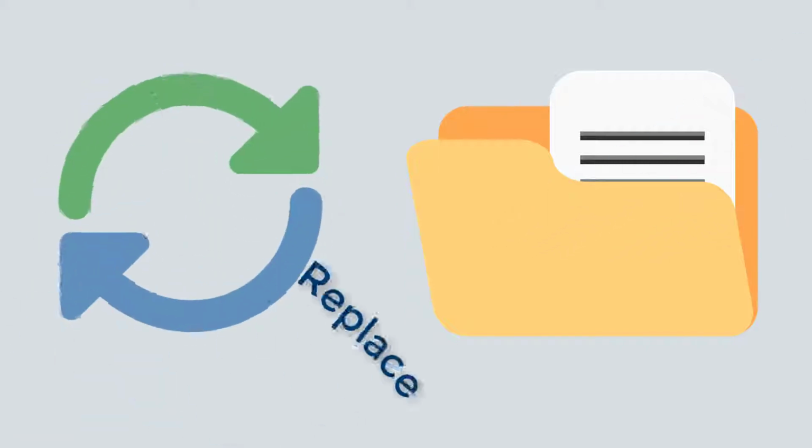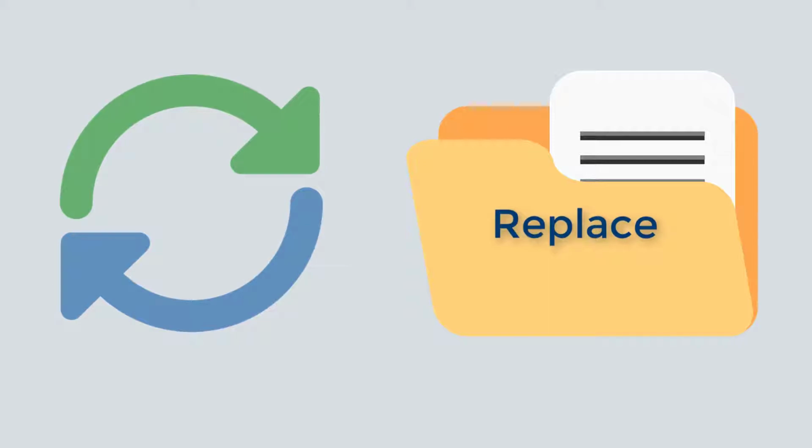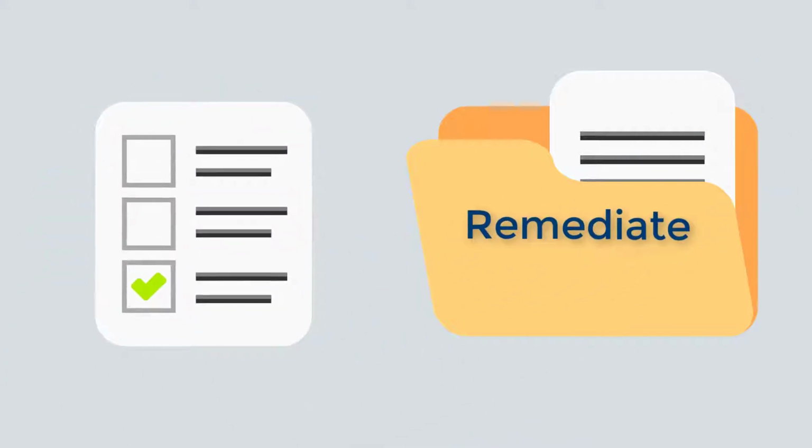The replace category is your recycle bin. The documents in this category may be relevant to your site, but need to be replaced with a more accessible format like a web page. And finally, the remediate category is your fix-it list. The documents in this category may need to stay published on your site as a downloadable resource, but require some attention to meet accessibility requirements.